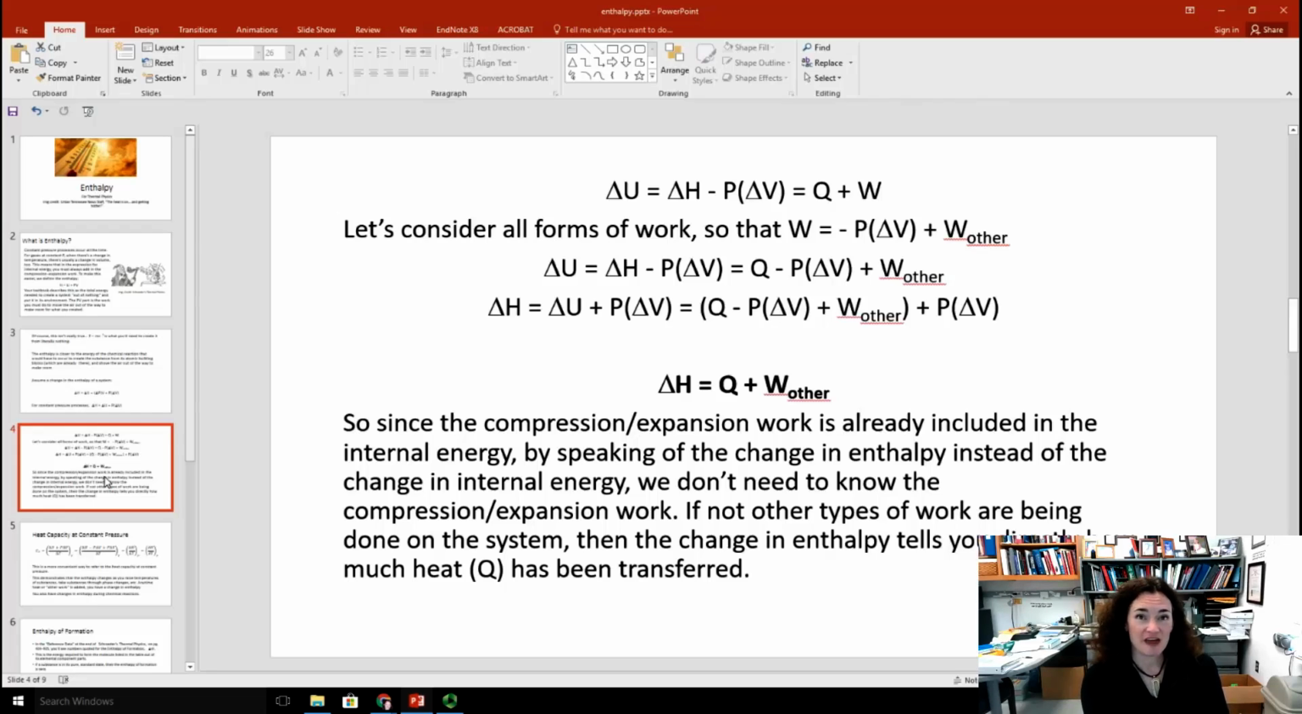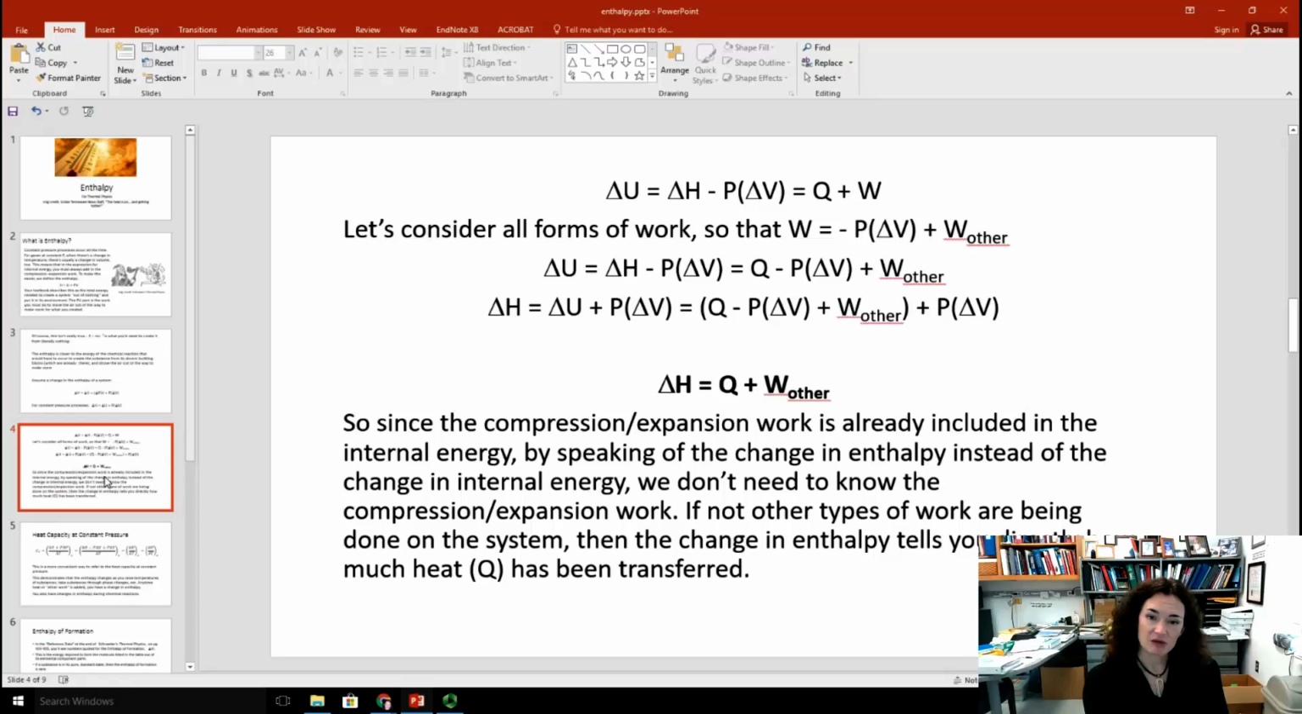So now plugging in for that, I have delta U is equal to delta H minus P delta V. Subbing in, I've got that's equal to Q minus P delta V plus the work of other, which is that sum of Q plus W. Now looking at and rearranging and solving for delta H, I have delta H is equal to delta U plus P delta V, which is equal to Q minus P delta V plus any other forms of work plus P delta V. So my P delta V's cancel one another out, and I just end up with my expression for the enthalpy, which is equal to Q plus any other work that might be done.